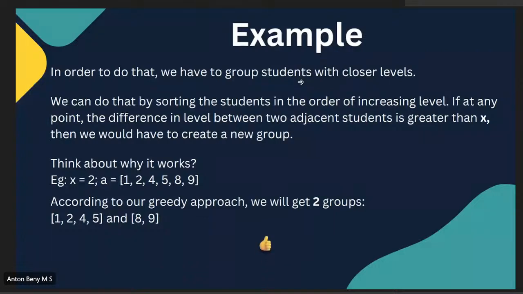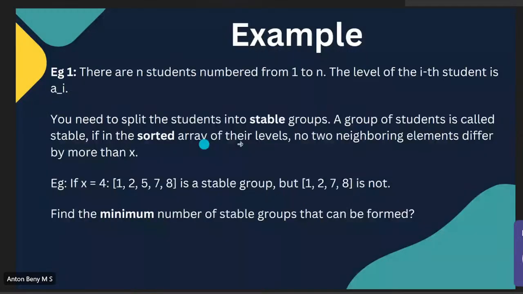If you sort, you're not changing the neighbors. Yeah, the order of students doesn't matter. Anyways, they have asked that in the sorted array of their levels, no two neighboring elements should differ by more than x. So the order of the students doesn't matter. We just want the difference between two neighboring elements to not be more than x. Hope that answers your question.